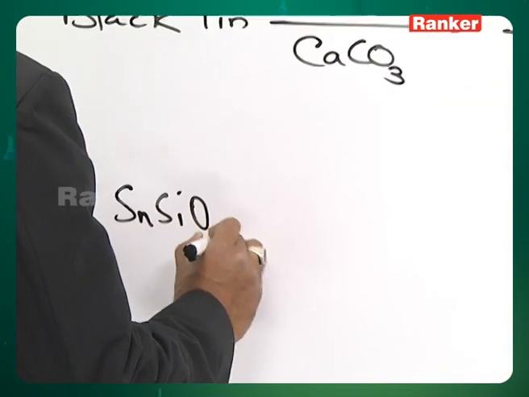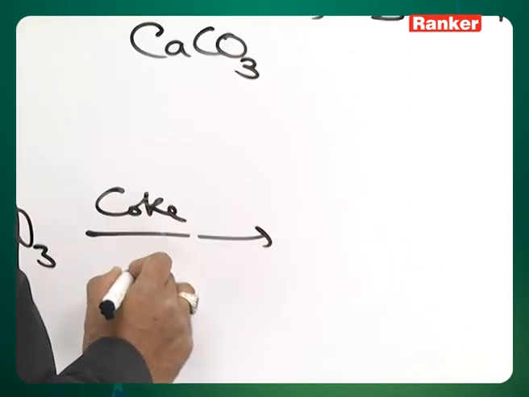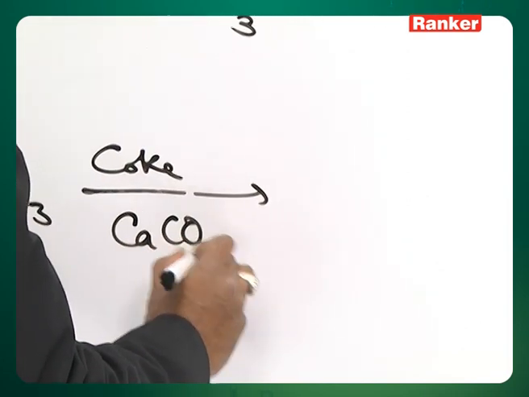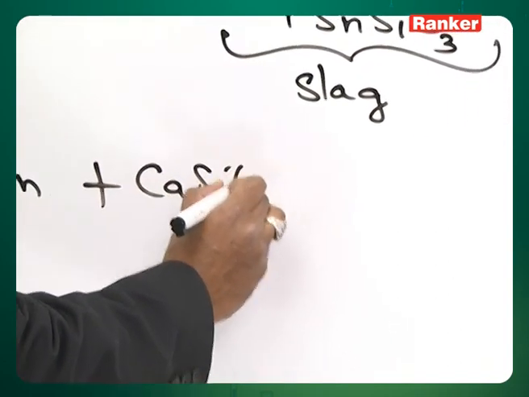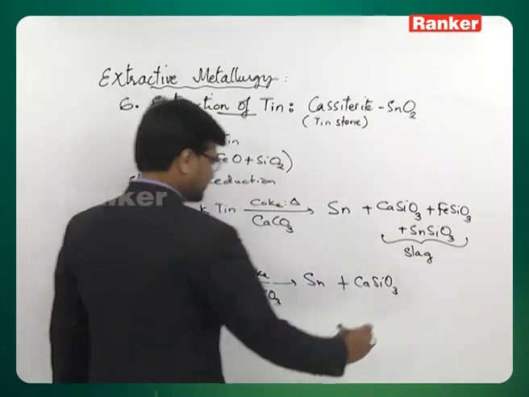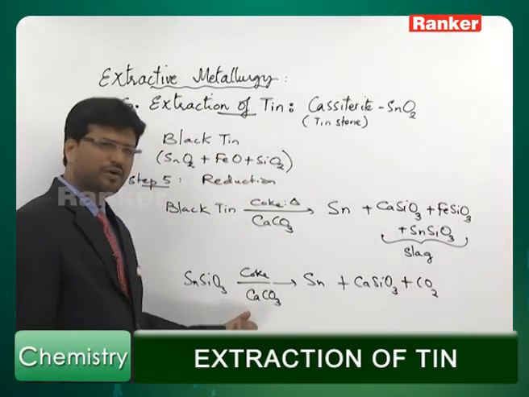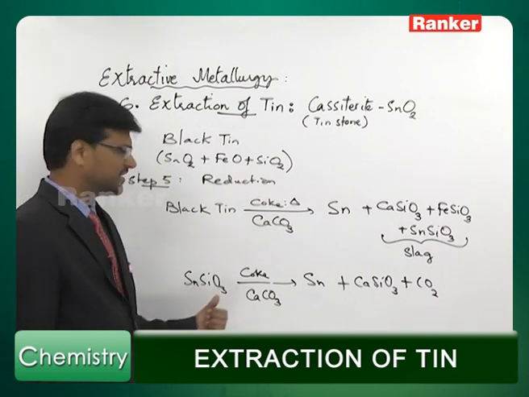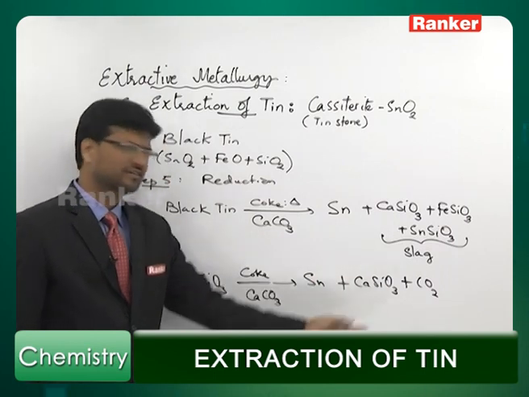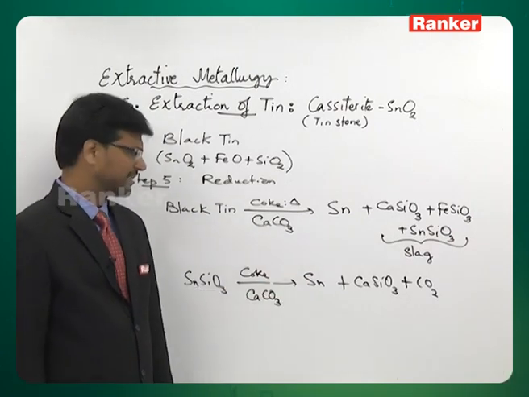SnSiO3 is mixed with coke and heated in the presence of CaCO3, and you end up with Sn, CaSiO3, and of course carbon dioxide. The simple funda is, calcium oxide being more basic, it will transform stannous silicate into Sn and it itself becomes calcium silicate. That's how tin is recovered from the slag.